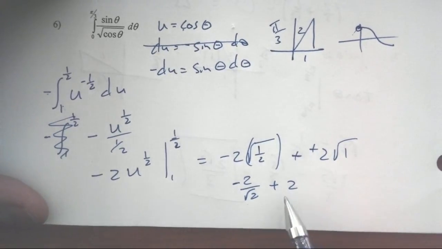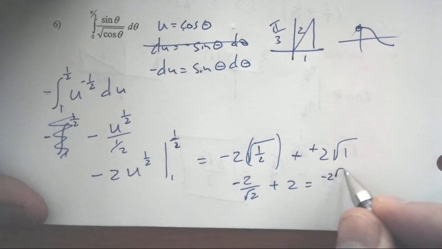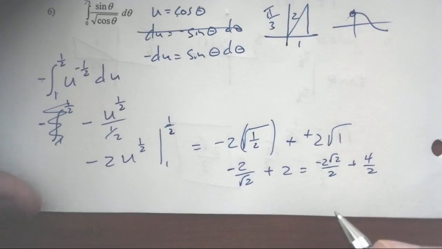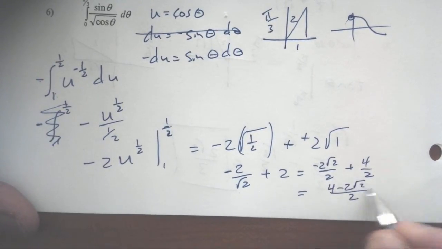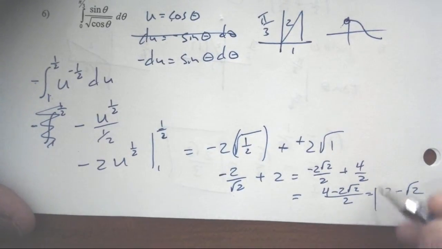And if we rationalize, let's go ahead and do that. I get negative 2 root 2 on 2 plus 4 on 2, or I'm going to get some reducing here, running out of room. I get 4 minus 2 root 2 on 2, or 2 minus root 2.